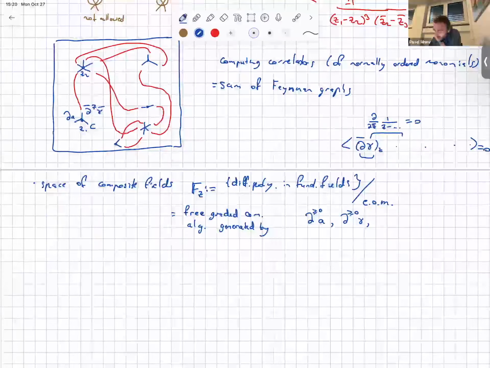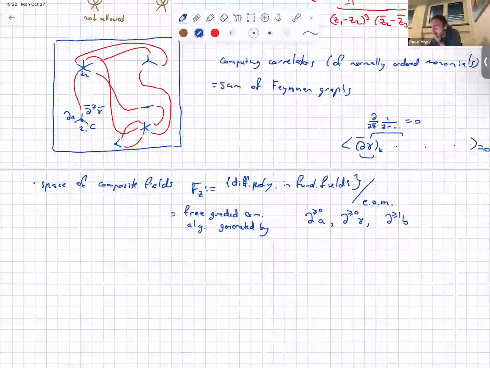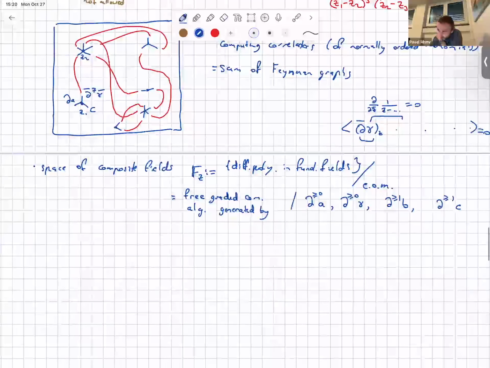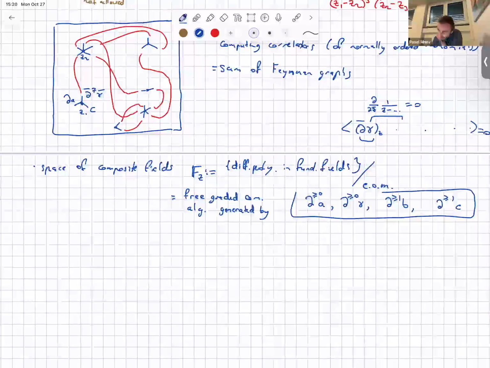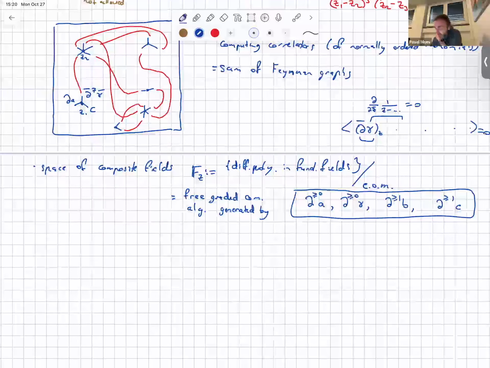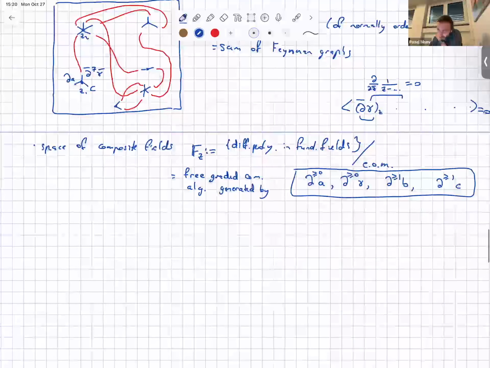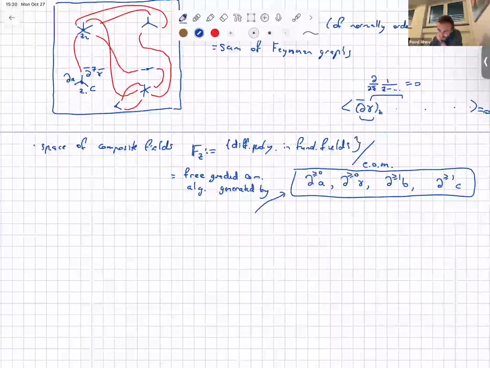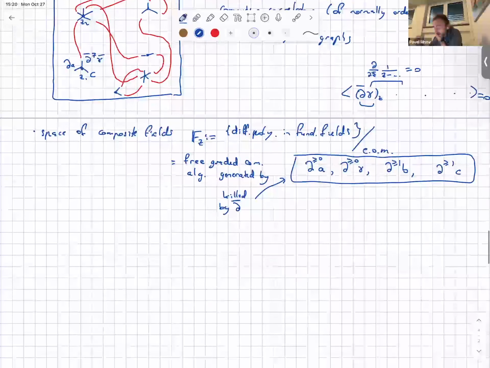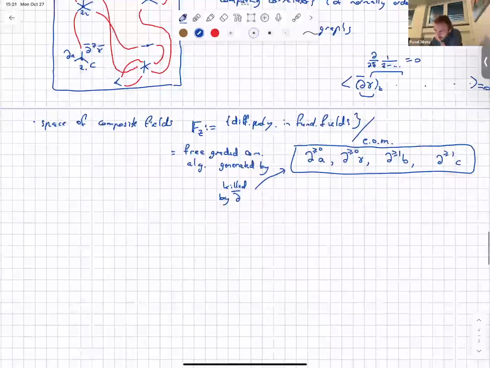So I have the field B hit by at least one derivative, and I'll explain why I write it like that. And field C hit by at least one derivative. So these are the generators of part of the set of generators. I will write the other generators in a moment, but these ones are holomorphic, so they're killed by del bar. Killed modulo equations of motion.